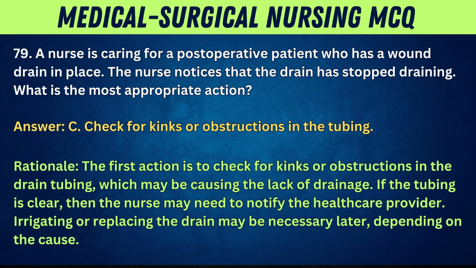Rationale: The first action is to check for kinks or obstructions in the drain tubing, which may be causing the lack of drainage. If the tubing is clear, then the nurse may need to notify the healthcare provider. Irrigating or replacing the drain may be necessary later, depending on the cause.